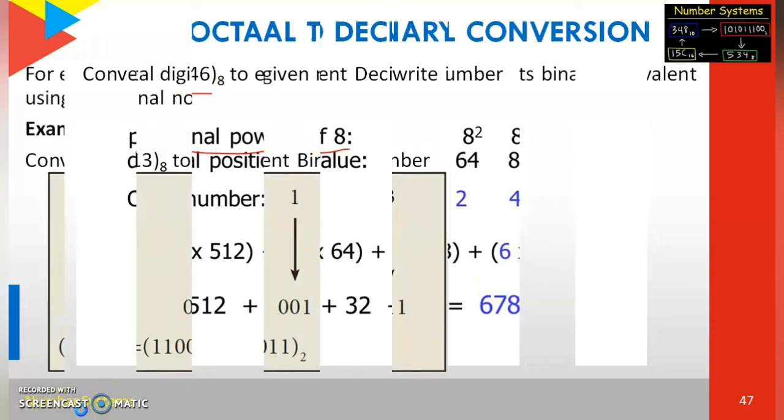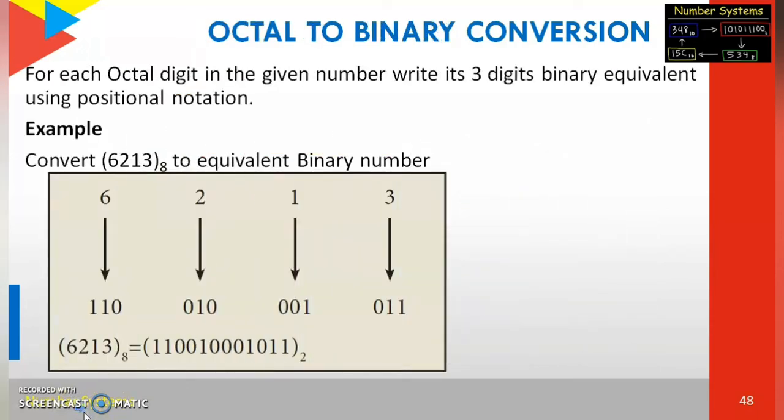So now you can see how to convert an octal number into a binary number. For each octal digit in the given number, write its 3 digit binary equivalent. We already saw one table of equivalent binary, octal, hexadecimal and decimal numbers. You can remember that table and use it to write down the values, or we can use the 421 code also.